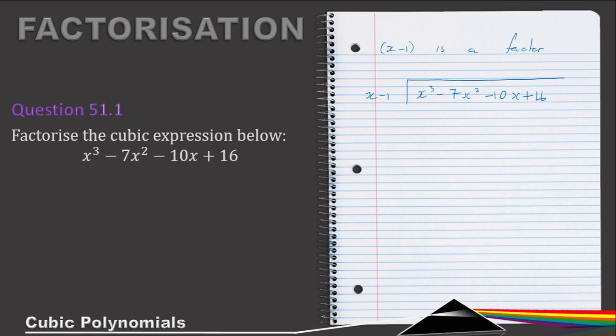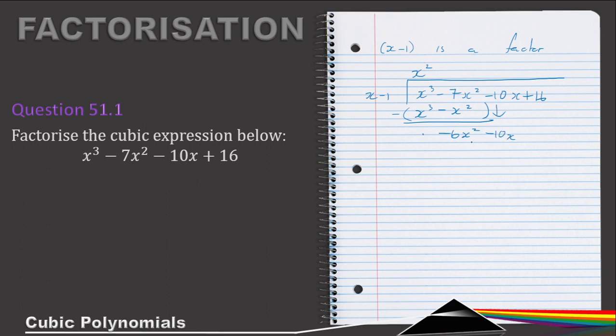Okay, so x to the power 3 divided by x gives me x squared. Then x squared times x gives me x to the power 3. x squared times minus 1 is minus x squared. Then we subtract. This becomes 0. This becomes a plus. So minus 7 plus 1 gives me minus 6x squared. Bring down the negative 10x.